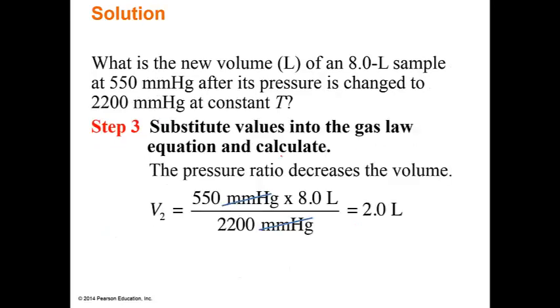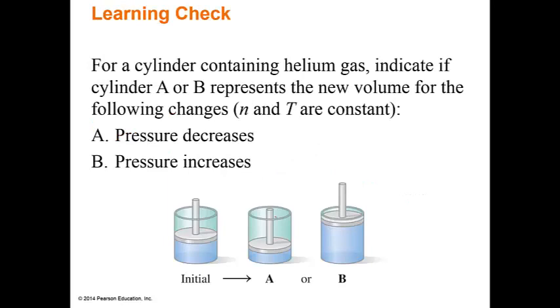Now we sub in values: 550 times 8 over 2,200. You'll notice that since I have torr on the top and the bottom, they cancel out. So what does that equal? That leaves us with exactly 2 liters. So when we increase the pressure, it decreases the volume, leaving us with 2 liters.